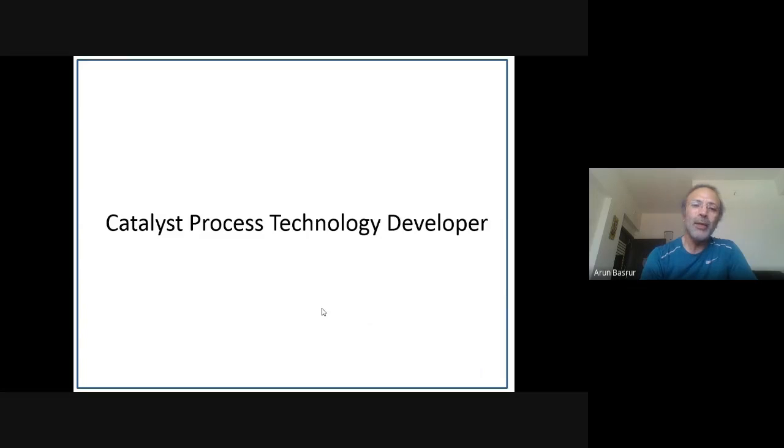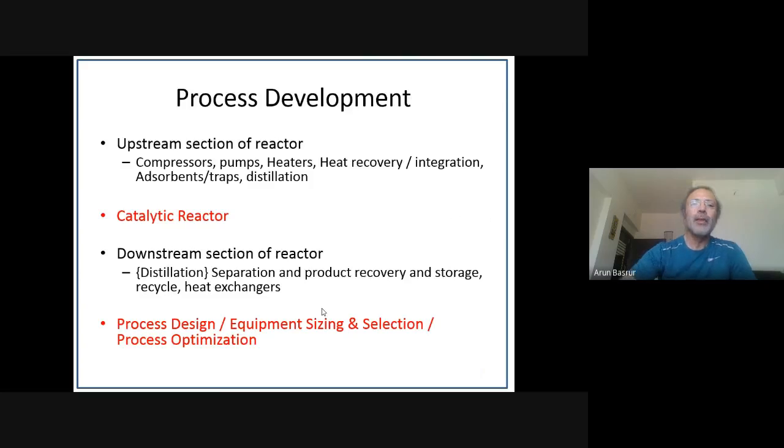Coming to the role as a process technology developer. A typical process consists of three areas. One is an upstream section of the reactor. This is a section where you prepare the feed, bring it to the conditions where it can be fed to the catalyst and the catalytic reaction can be started up.